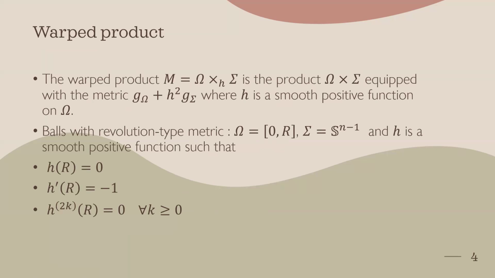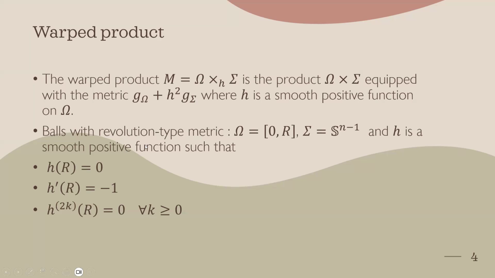And I'm going to be considering the Steklov problem on a specific type of manifold. What we were interested in was warped products. So what is a warped product? We consider a simple product, omega times sigma, where omega is a manifold with a boundary, and sigma is a closed manifold, so it's a manifold that is compact and doesn't have a boundary. And we equip this product with the following metric. We consider the metric g omega, the metric on omega, and g sigma, the metric on sigma. And the metric on the product is g omega plus h squared times g sigma, where h is a smooth positive function defined on omega.